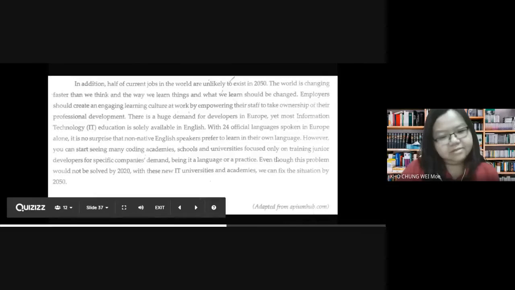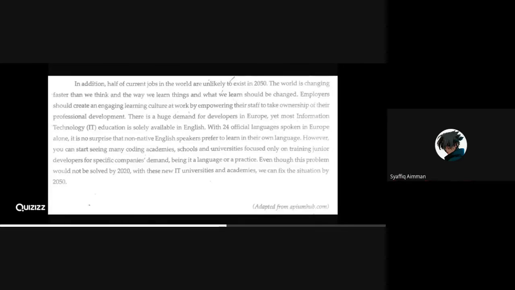Okay, continue. In addition, half of current jobs in the world are unlikely to exist in 2050. The world is changing faster than we think, and the way we learn things and what we learn should be changed. Employees should create an engaging learning culture at work by empowering their staff to take ownership of their professional development. There is a huge demand for developers in Europe, yet most information technology (IT) education is solely available in English, with 24 official languages spoken in Europe alone.